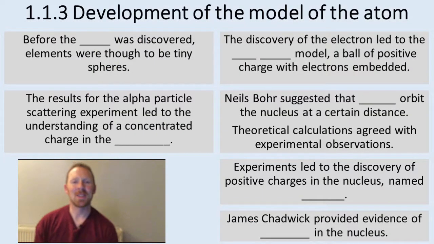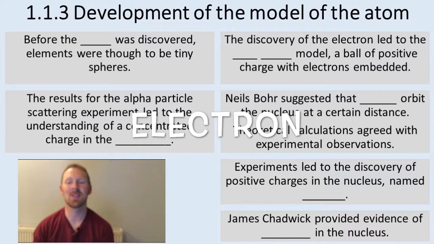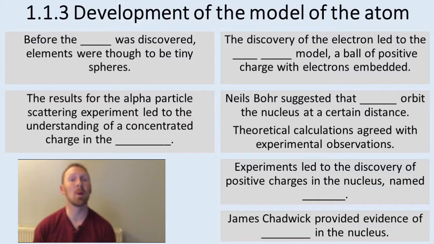We're looking at specification 1.1.3, development of the model of the atom. Before the electron was discovered, elements were thought to be tiny spheres. And when they developed the idea that there are electrons, these negatively charged subatomic particles within the atom, that led them to the idea of a plum pudding model.